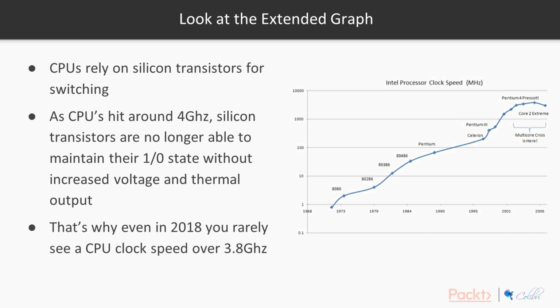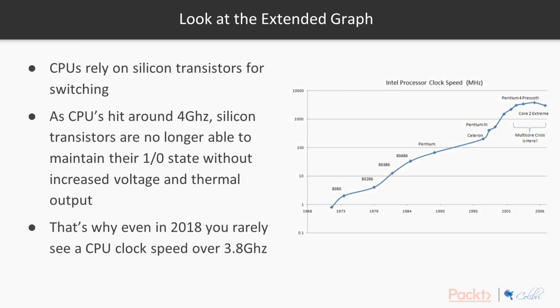CPUs rely on silicon transistors for switching. So transistors in the CPU actually maintain binary state, a 1 or a 0. And clock speed dictates how quickly they need to switch between states. As CPUs hit around 4 GHz, silicon transistors were no longer able to maintain their 1 and 0 state without increased voltage and thus increased thermal output.